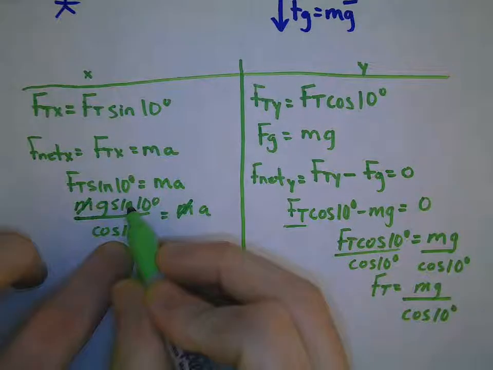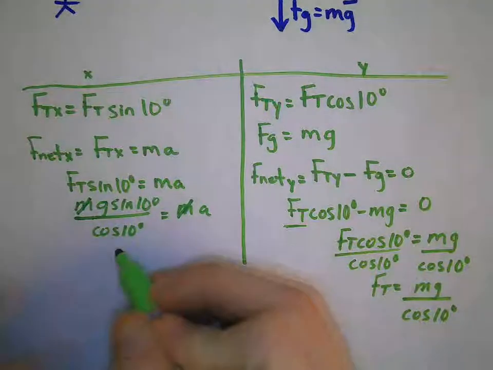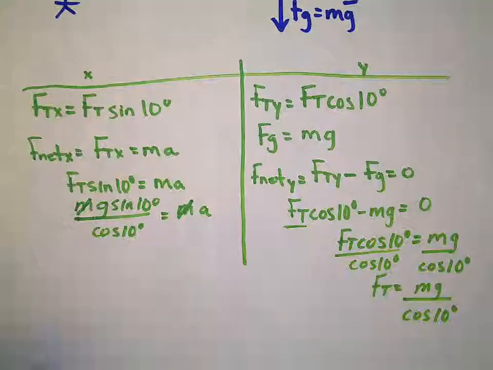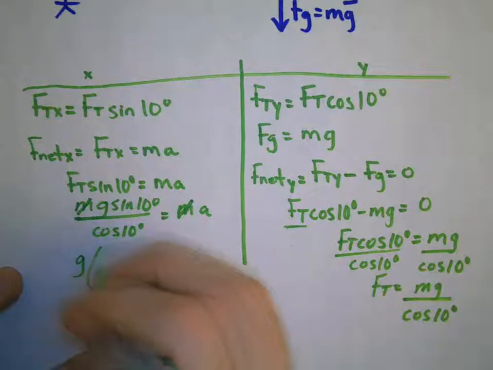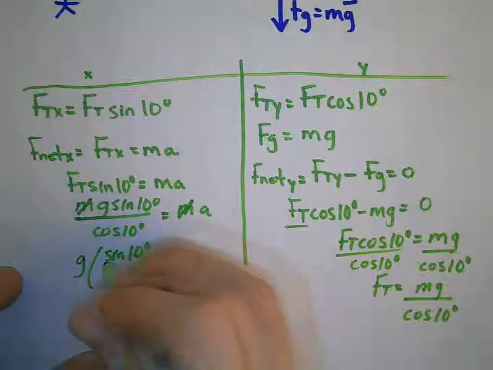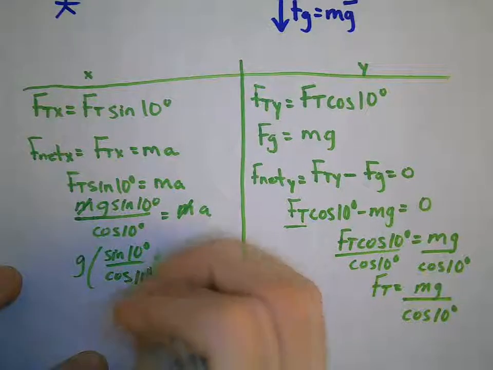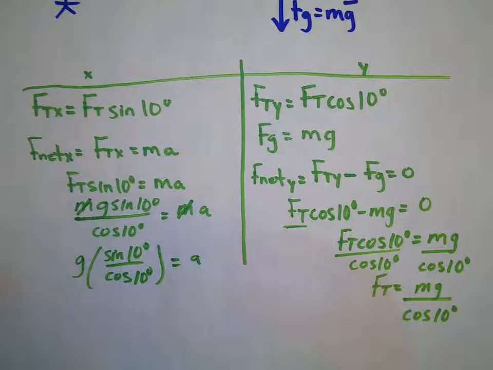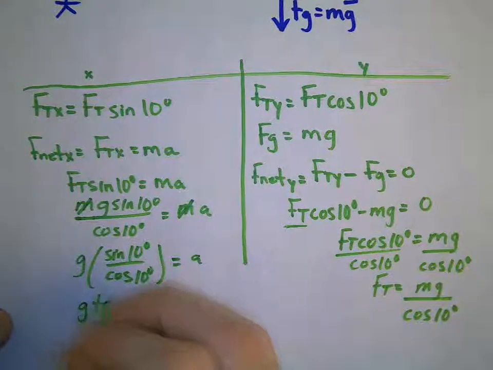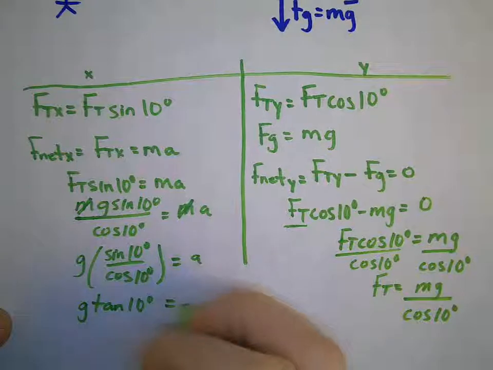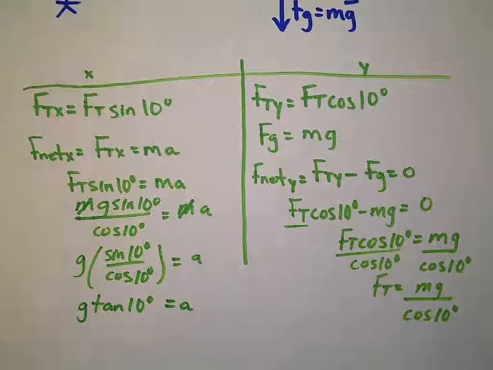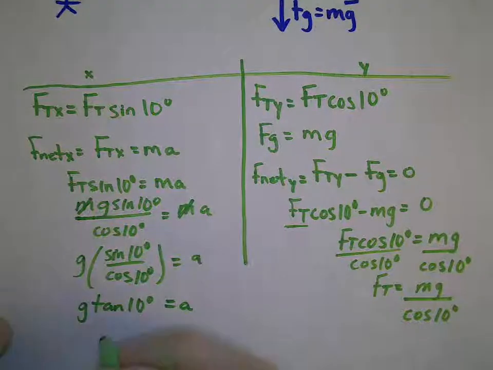Remember the trig identity from yesterday. That gives me g sine 10 over cos 10. Sine over cos is always tan. So g tan 10 degrees is my acceleration, which in this case gives us 1.73 as the acceleration.